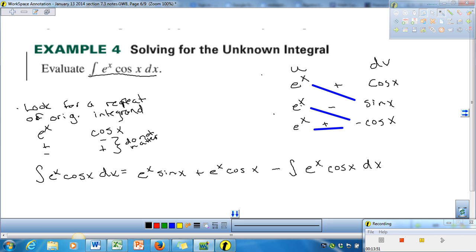All right. So can anyone see how I can solve for the integral of e to the x cosine x here?